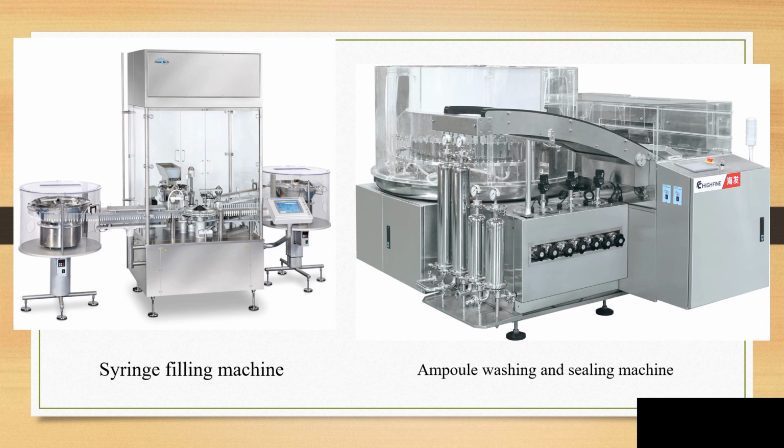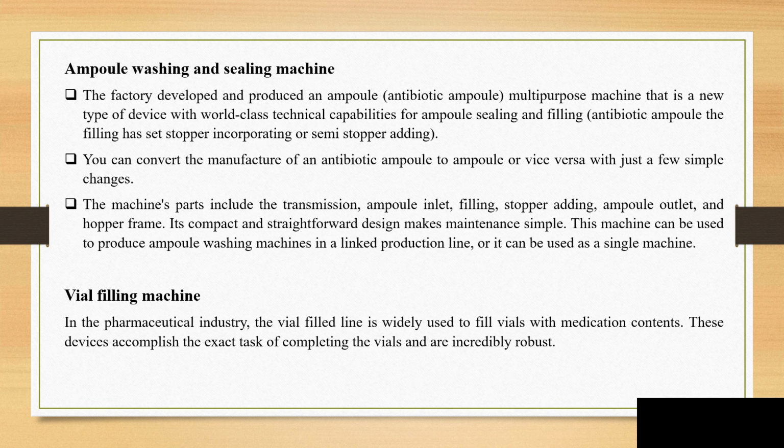The second picture shows the ampule washing and sealing machines, where the different ampules are stored over here. They are first washed with different disinfectants, and after that they move towards the conveyor belt, where the process of filling of the ampules takes place, and then the process of sealing takes place in the case of ampule washing and filling machines. You can convert the manufacturing of an antibiotic ampule to an ampule, or vice versa, with just a few changes. The machine parts include transmission, ampule inlet, filling, stopper adding, ampule outlet, and hopper frame.